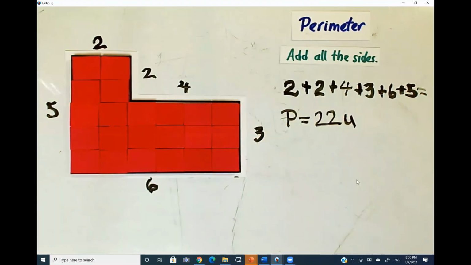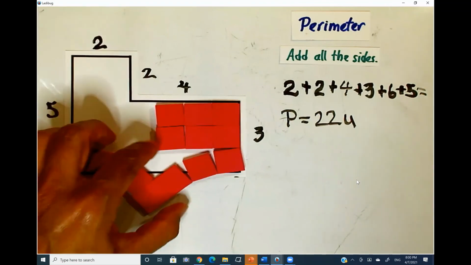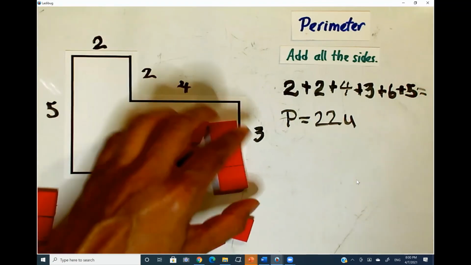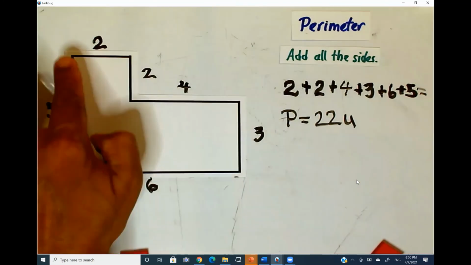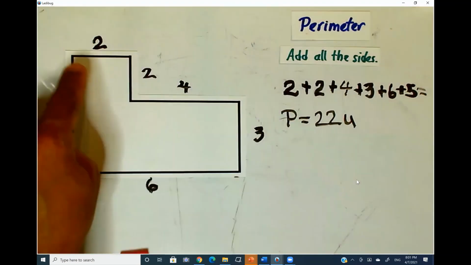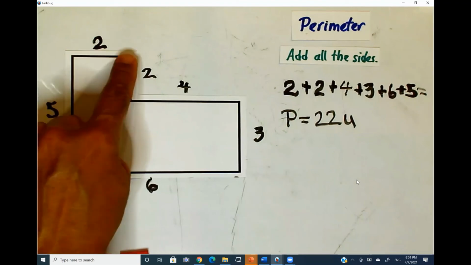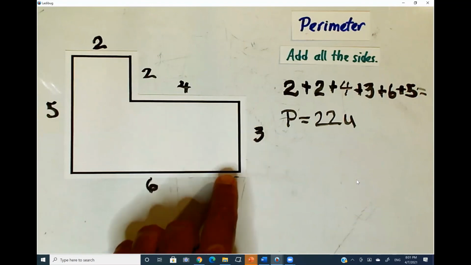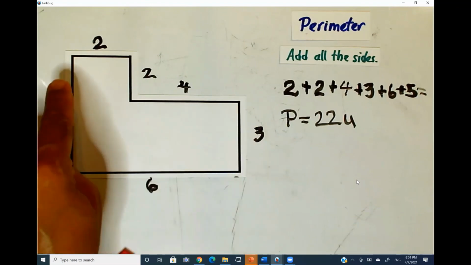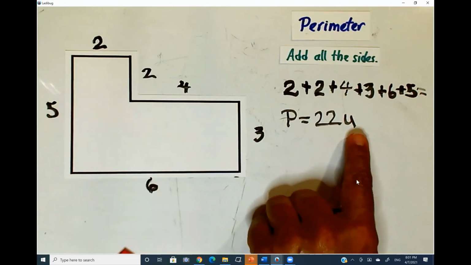Now, in this case, we're not counting the squares, so I'm not going to put the 2 to show that it's squares, because in reality, I'm not counting the squares. I'm just adding the edges, because the perimeter is the edges, the sides of the shape. I know this one measures 2 units, plus 2 units, plus 4 units, plus 3 units, plus 6 units, and plus 5 units. So my perimeter equals 22 units.